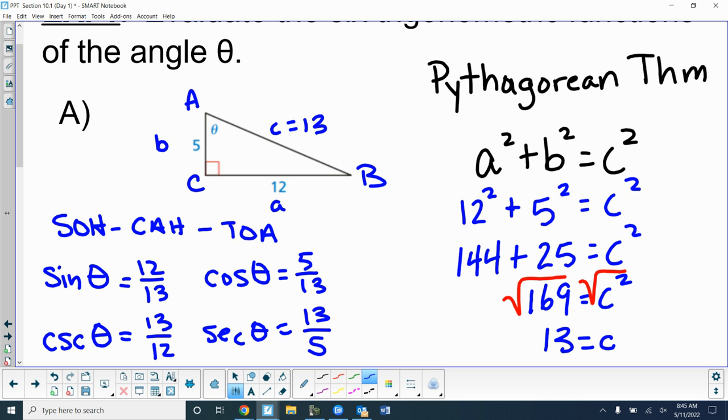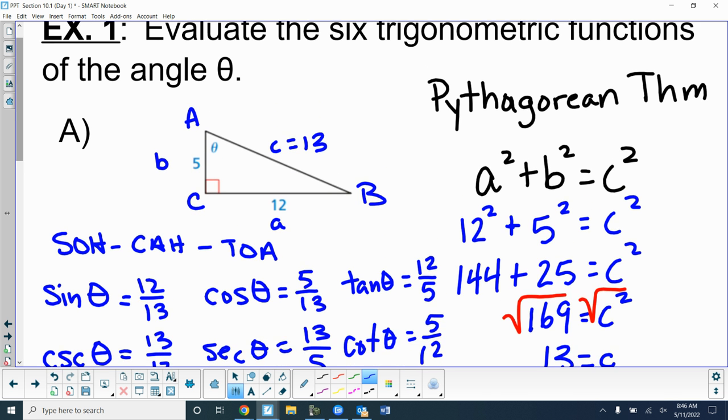And again, tangent, TOA: opposite 12 over adjacent 5. Cotangent is its reciprocal, so that'd be 5 over 12. So there's our 6 trig functions or trig ratios. The first thing we had to do is find the hypotenuse using the Pythagorean theorem. You have to know all 3 sides before you can do that.